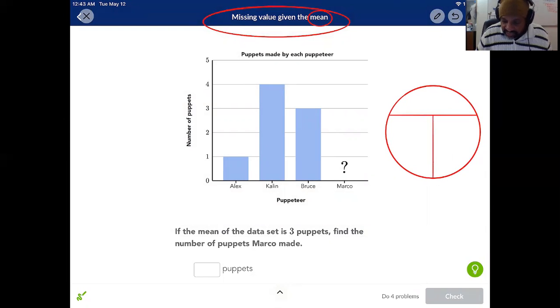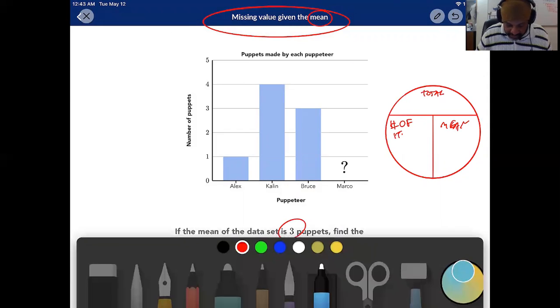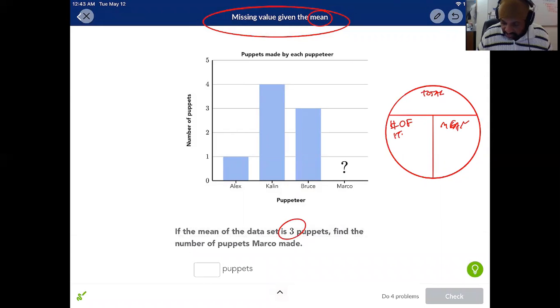All right, now this is the total. This is the number of items, and this is the mean. So they've given us the mean. They said the mean is 3. So we're going to put in the box, in the circle, we're going to put 3 here.